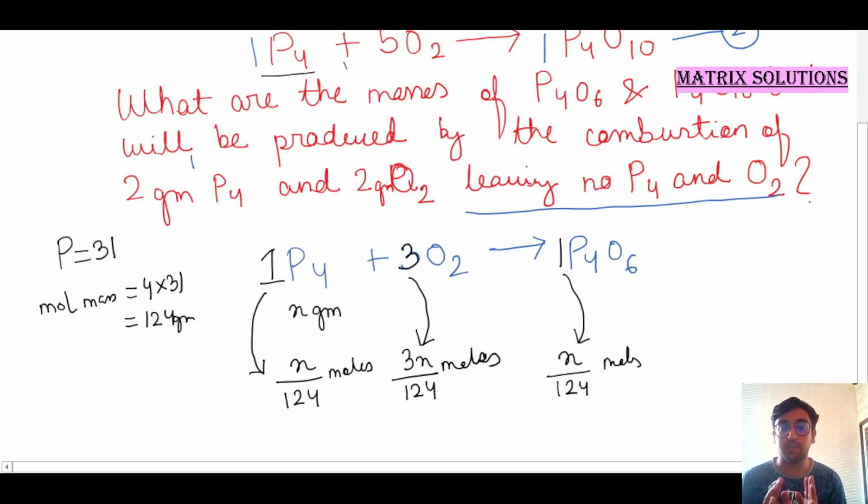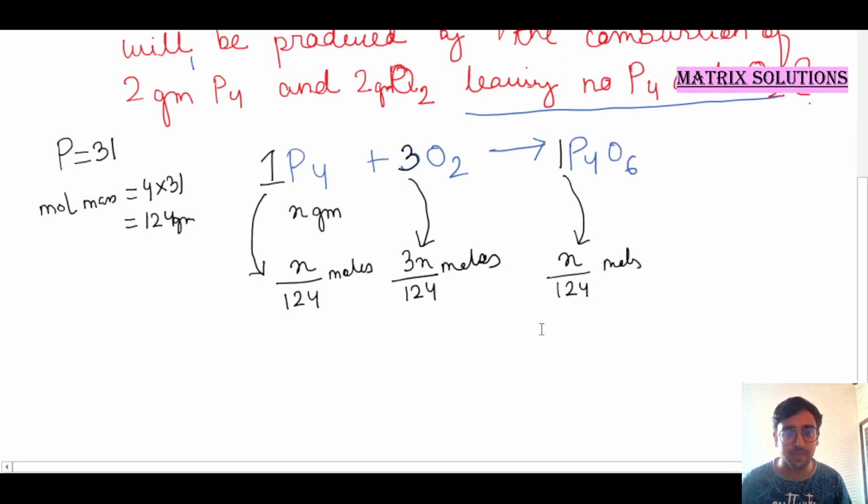I guess you have somehow maintained your concentration and come up to this point, because the second part will be similar to this. What is the second reaction? Okay, let me change the color. The second reaction is P4 plus 5O2 gives P4O10.